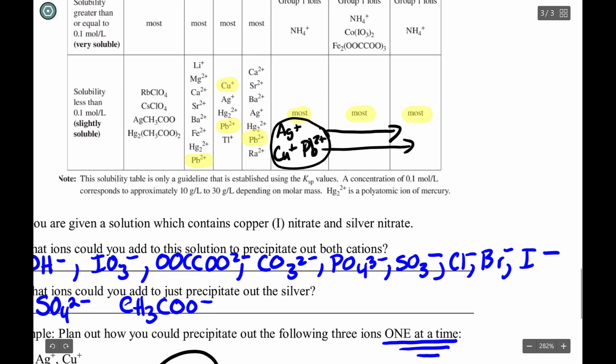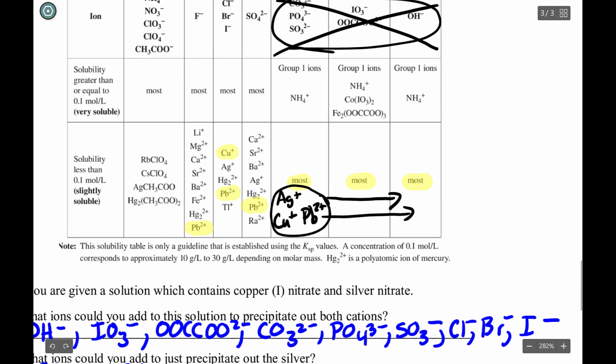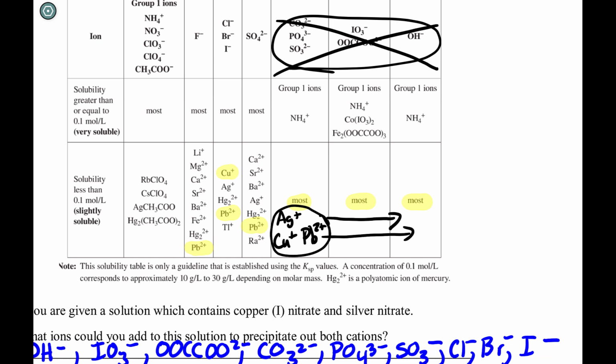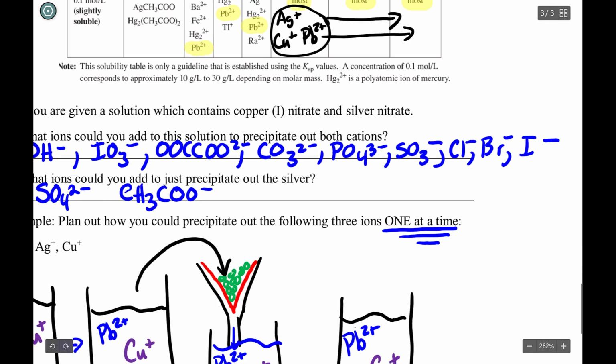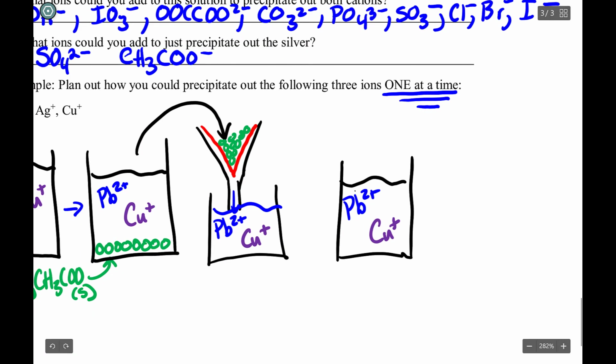So I'm looking here. It looks like I've got a few possibilities, and it does look like I'm going to remove the lead next. I could add something that has fluoride ion, or I could add something that has sulfate ion. And if I did that, it would remove the lead. It would remove the lead, and only copper 1 would be left behind.